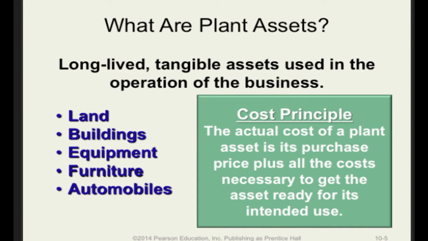Plant assets are sometimes referred to collectively as property, plant, and equipment, or PP&E. Plant assets are long-lived, tangible assets used in the operation of the business. These assets include land, buildings, equipment, furniture, fixtures, and automobiles. When these assets are acquired, they are recorded at cost in accordance with the cost principle. Generally, the cost consists of the acquisition cost plus all costs necessary to get the asset in place and ready for its intended use for the business.